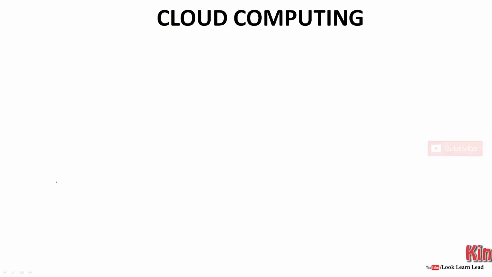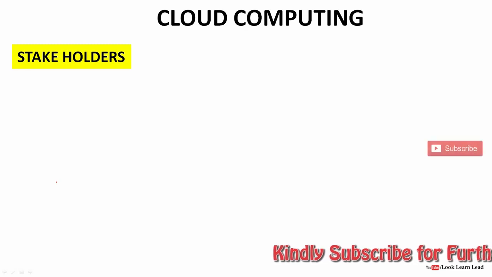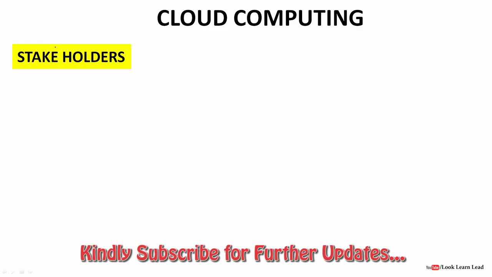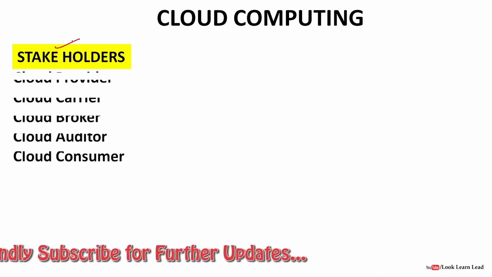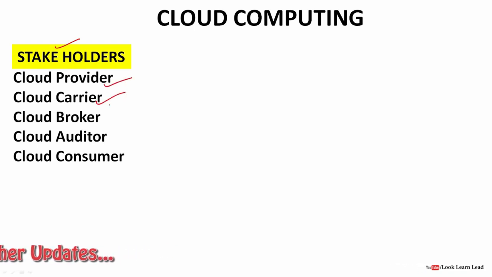Okay, so the first thing we talk about in cloud computing is the stakeholders. What are the people or things which are directly related to cloud computing? Those are the stakeholders. The stakeholders of cloud computing are the provider, cloud carrier, cloud broker, auditor and consumer. You have to remember there is nothing called a server or a client in cloud stakeholders. They are the providers, carriers, brokers, auditors and consumers. So these are the 5 stakeholders of cloud computing.